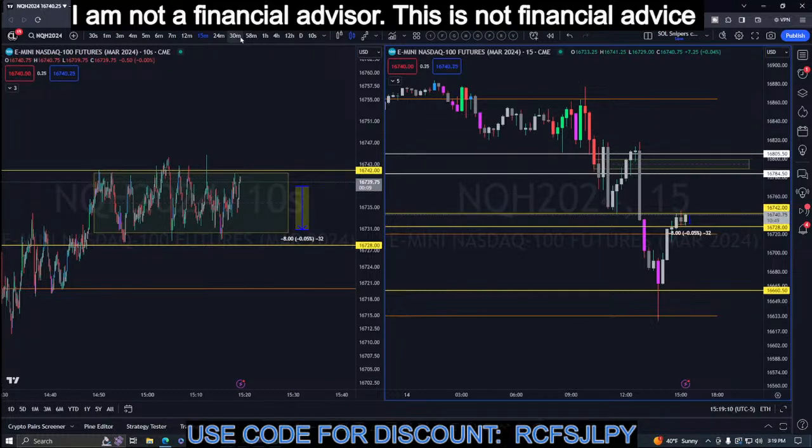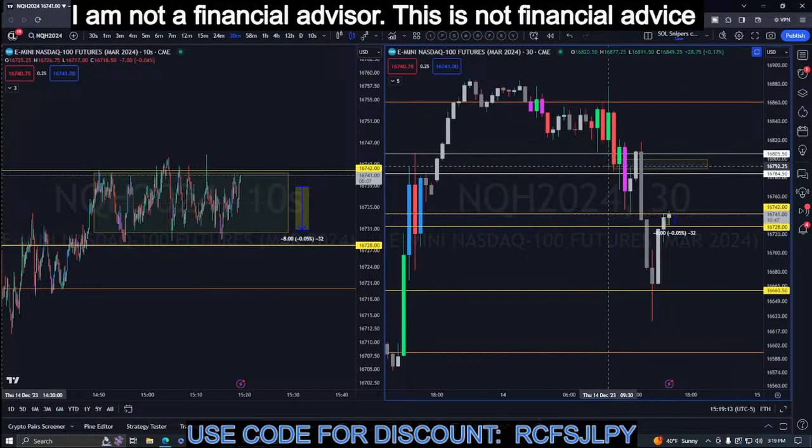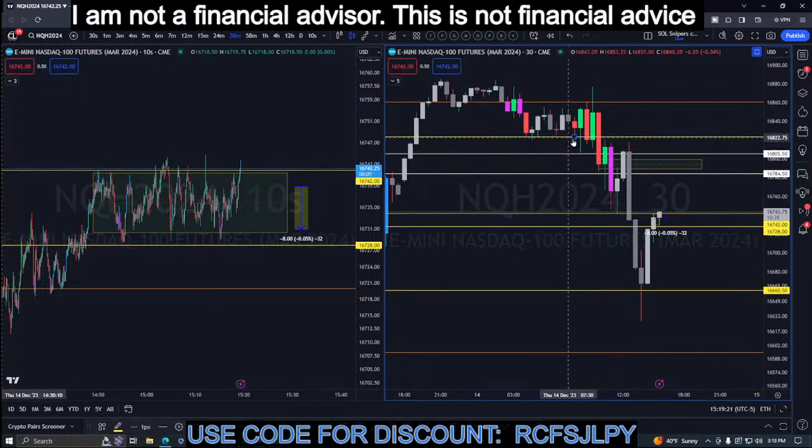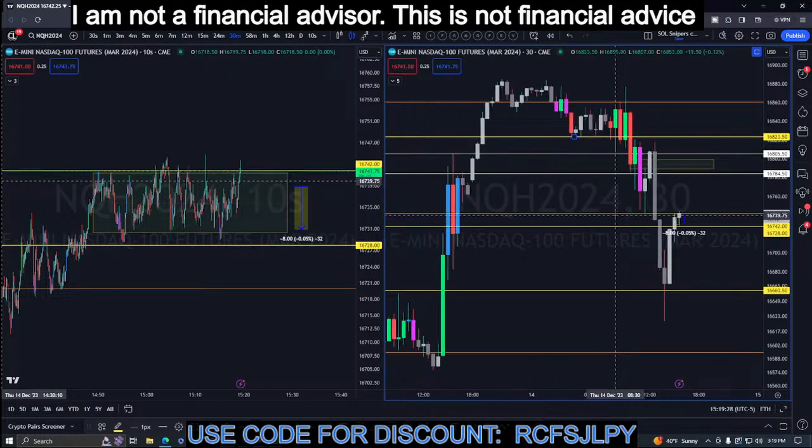So if I go to a 30-minute, okay, this 30-minute candle comes down. This comes up to the 50% zone right here. So here's the 50% zone, and this red candle comes up, taps that, comes back down. The 50% zone on this candle.